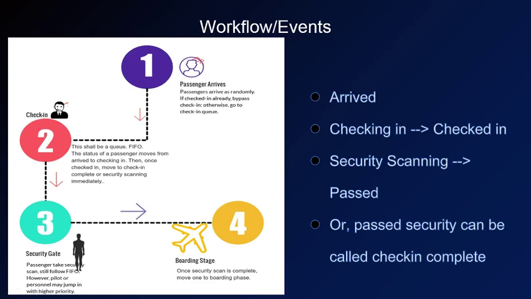If they checked in already before they arrived, they can bypass the next step, which is check-in. Otherwise, they go through the regular process and move to the check-in queue. So the first event is arrived, and then when they move to check-in, the event is checking in to checked in. This shall be a queue for the check-in process, first in, first out. The status of a passenger moves from arrived to checking in.